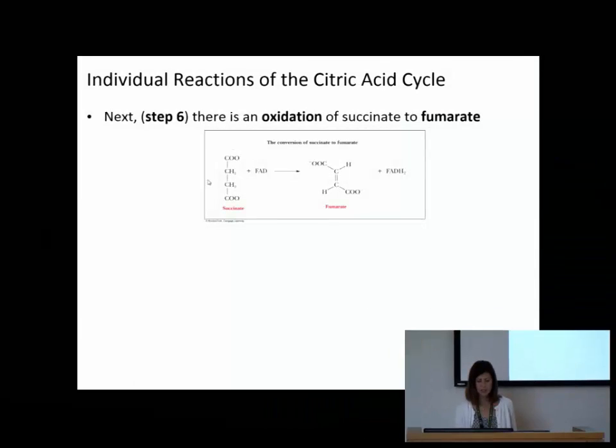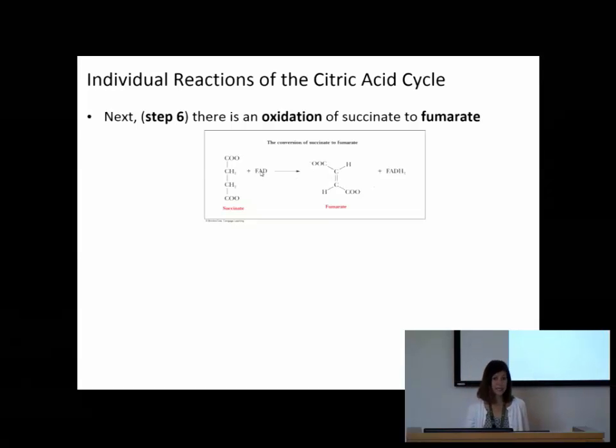So here's our succinate, our symmetrical molecule. Comparing this to oxaloacetate, we have a carbonyl here in oxaloacetate. That's the difference between succinate and oxaloacetate. So what we want to do is try to get some sort of oxygen on this carbon so that we can oxidize it. So the first thing we're going to do is put a double bond in. We need FAD as a stronger oxidizing agent in order to do that.